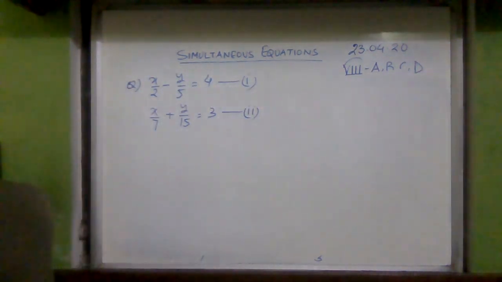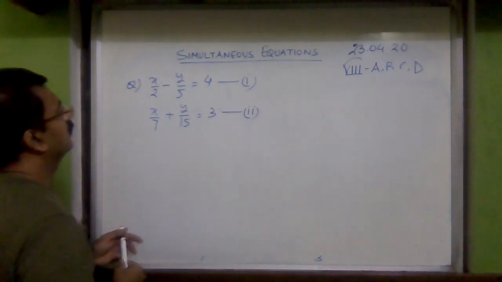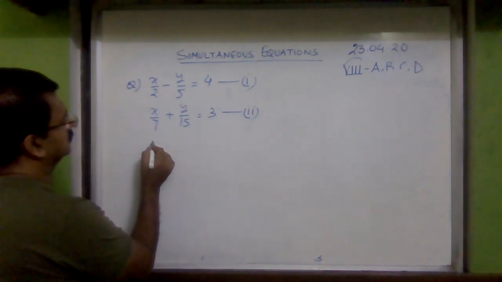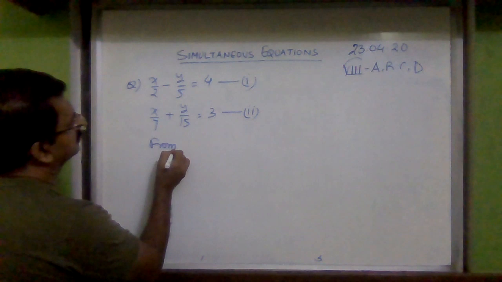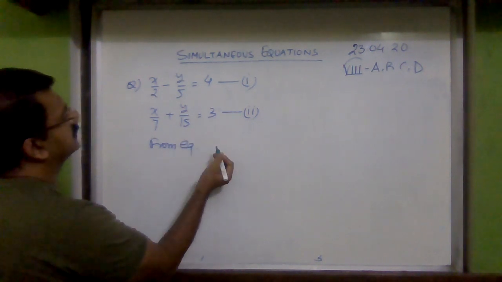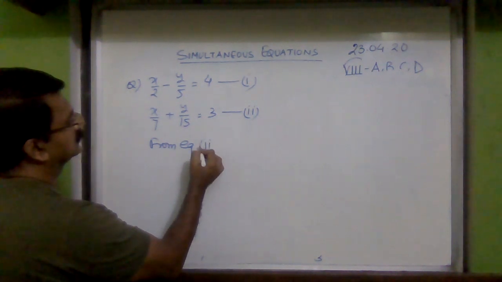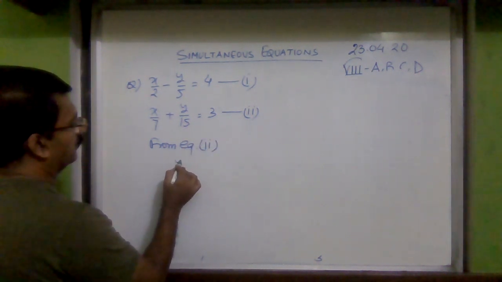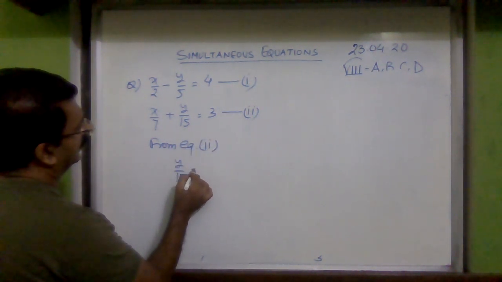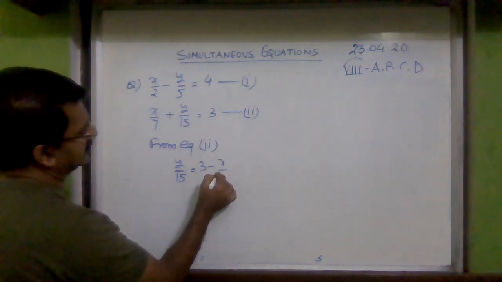Okay. So from equation 2, y by 15 is equal to 3 minus x by 7.